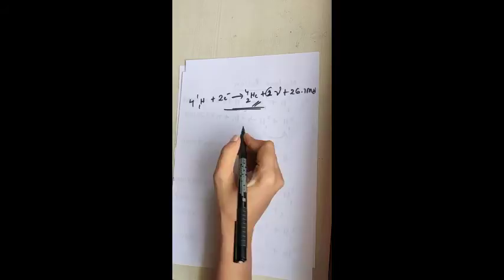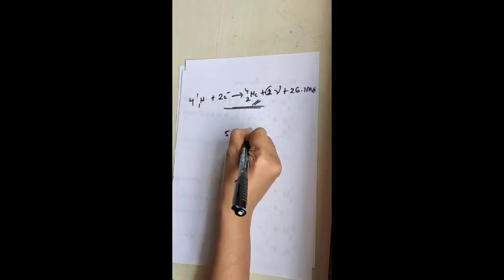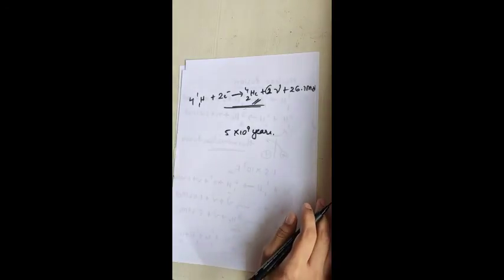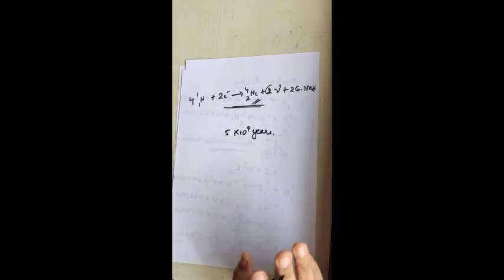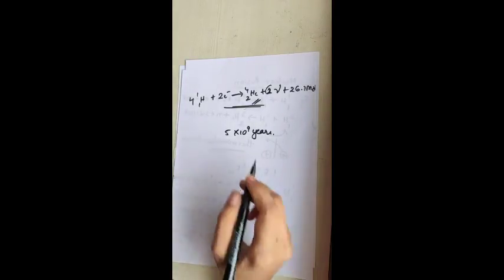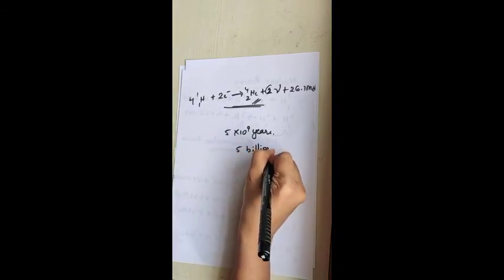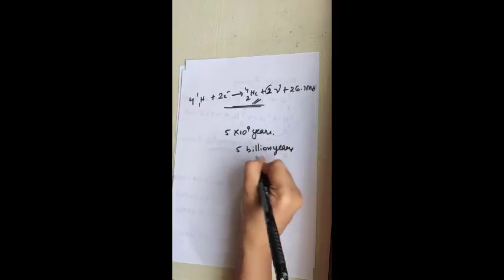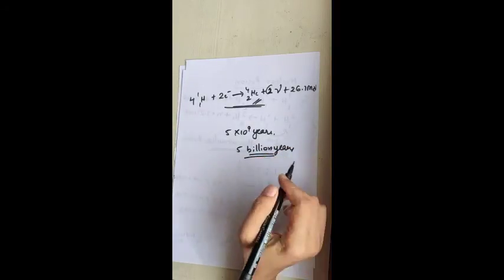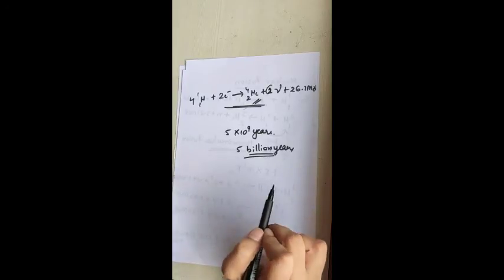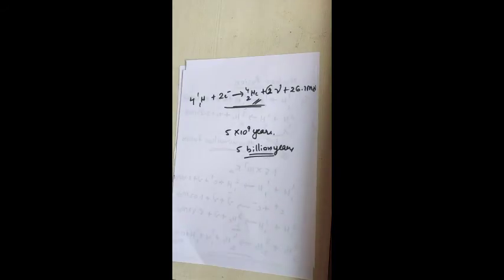Presently the sun is of the age of around 5 into 10 power 9 years, which means there is enough hydrogen in the core to keep it going for around 5 billion years. There is so much hydrogen in the core to complete the first cycle of conversion of hydrogen into helium. So this is about the fusion.